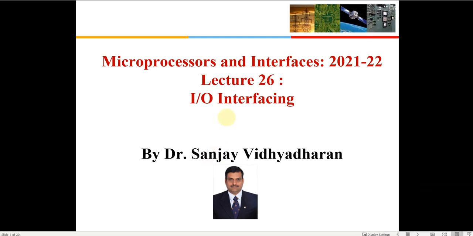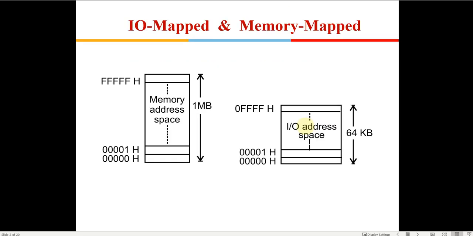So in the last class we saw how we can interface the memory chips to 8086. Today we will learn about how to interface input output devices to 8086. There are two ways an input output device can be interfaced with the 8086. One is known as IO mapped, the other one is known as memory mapped.